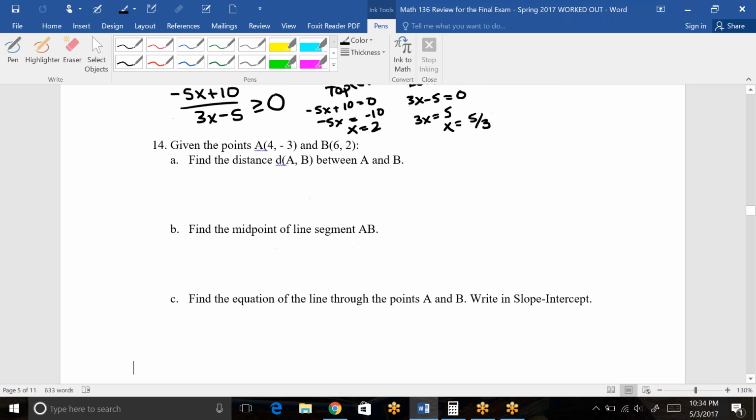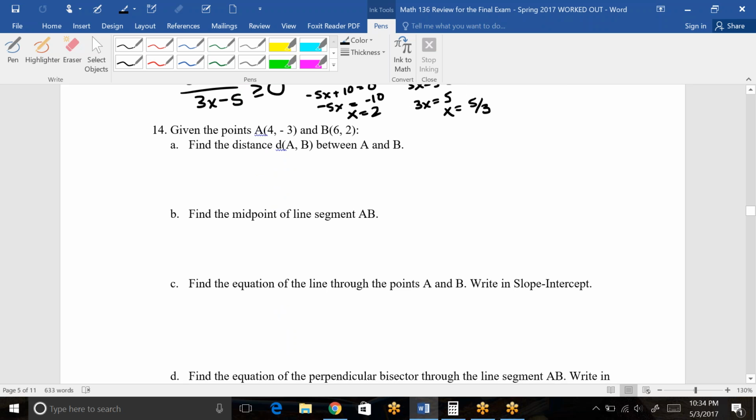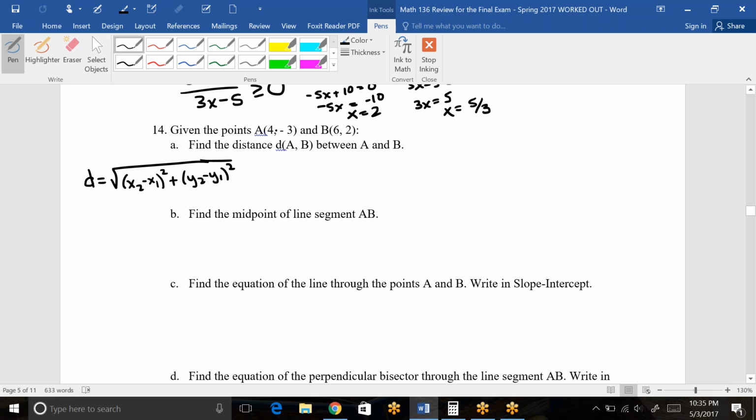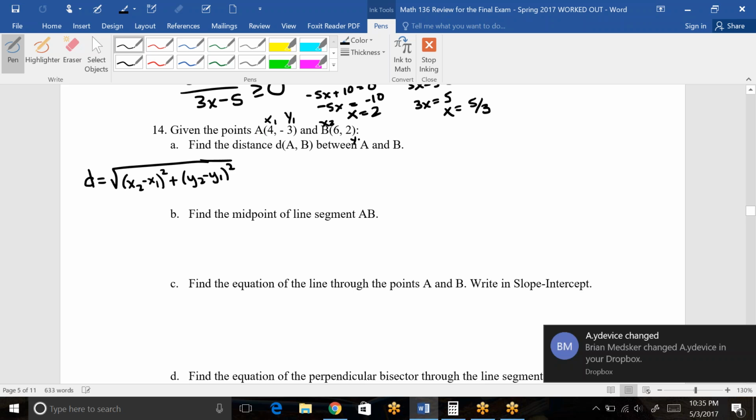Okay, 14 has multiple parts, so let's look at it. We have 2 points, (4, -3) and (6, 2), and we want to do the following things. Find the distance. So we need to know our distance formula, which is d equals the square root of (x2 minus x1) squared plus (y2 minus y1) squared. And then we label these, so x1, y1, x2, y2.